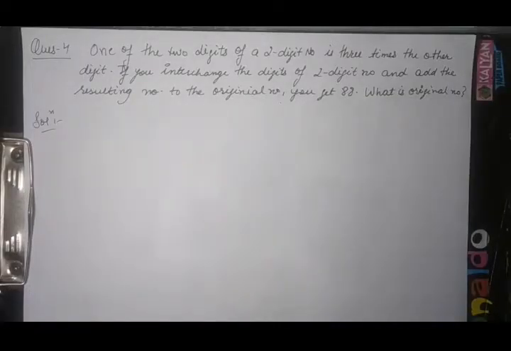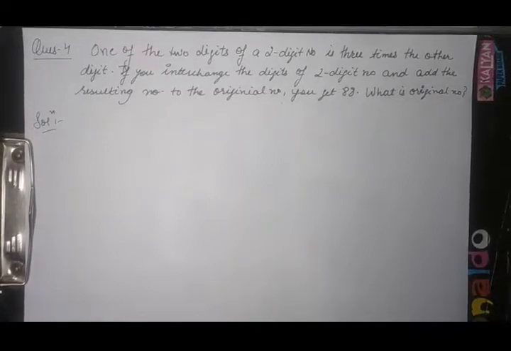Next question number 4. One of the two digits of a two-digit number is 3 times the other digit. So there are two digits. So one digit is 3 times the other digit. If you interchange the digits of a two-digit number and add the resulting number to the original number, you get 88. What is the original number? So same concept is used in this question like question number 3.